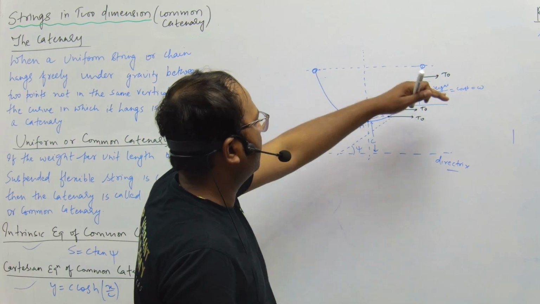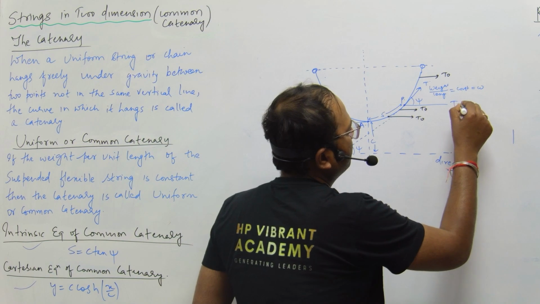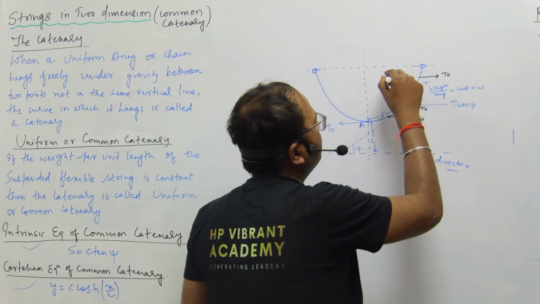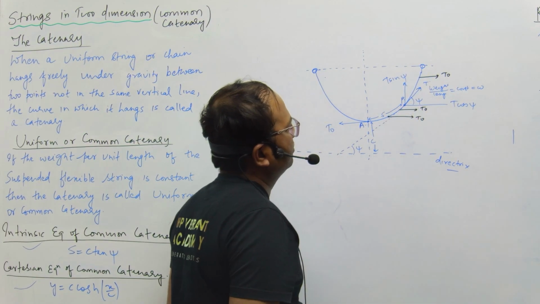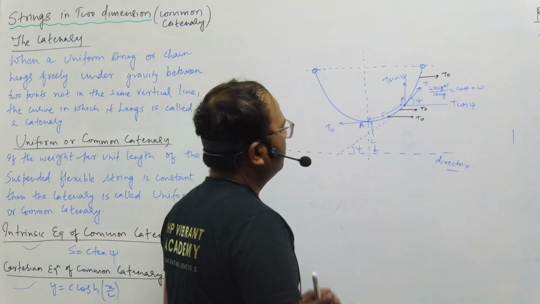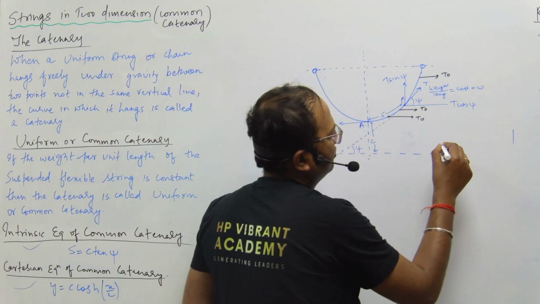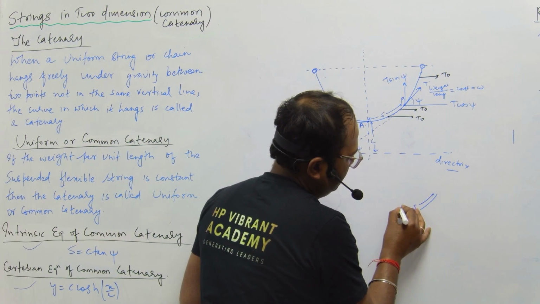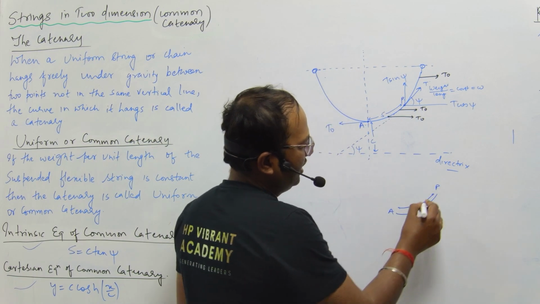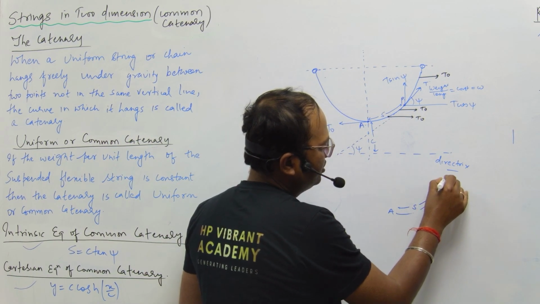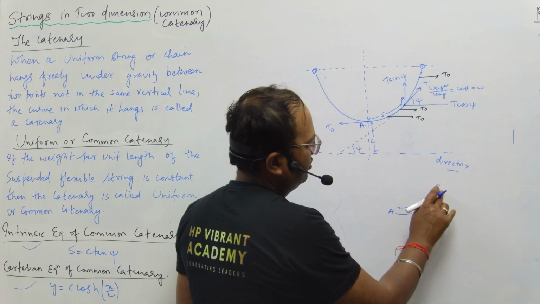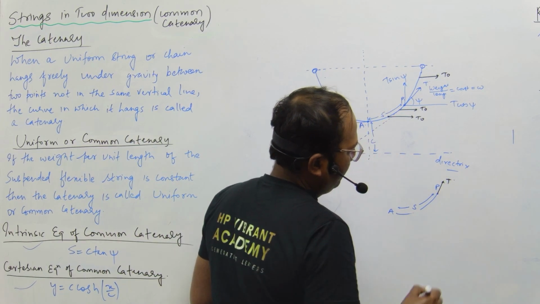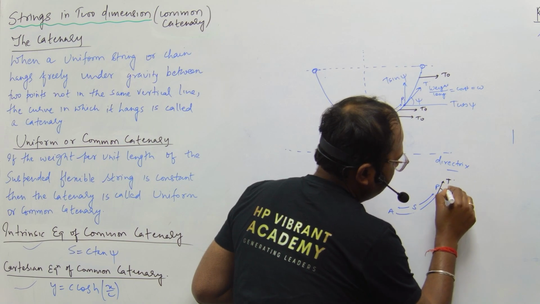In the horizontal direction, the component of this tension is T cos psi, and in the vertical direction, the resolved component of this tension is T sin psi. Now let us analyze this string AP. This string AP is like this, of length S, this is A and this is P. At point P we have the tension T in this particular direction, and with the horizontal, this tension T makes an angle psi.